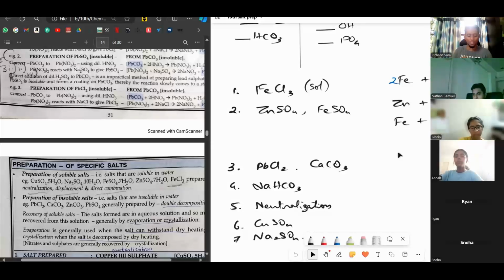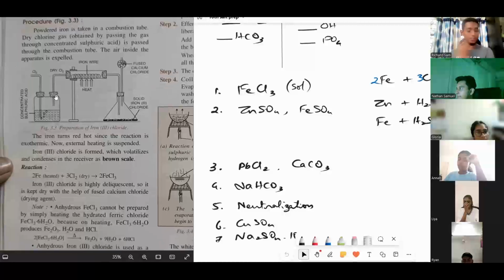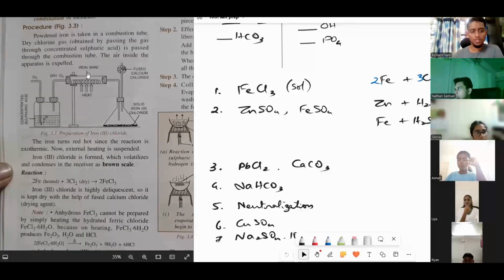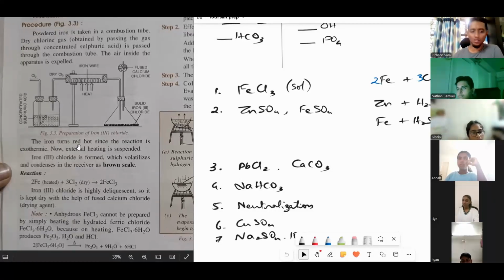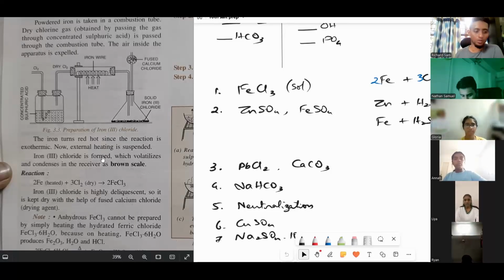All of you read through that section, laboratory preparation of iron-3 chloride. Let's continue to read this. So what happens over here? This iron, since you're heating it, turns red hot. And this reaction is exothermic. Exothermic means it produces its own heat, so you don't need to further heat it. You can stop that external heating now. The reaction itself produces its own heat.